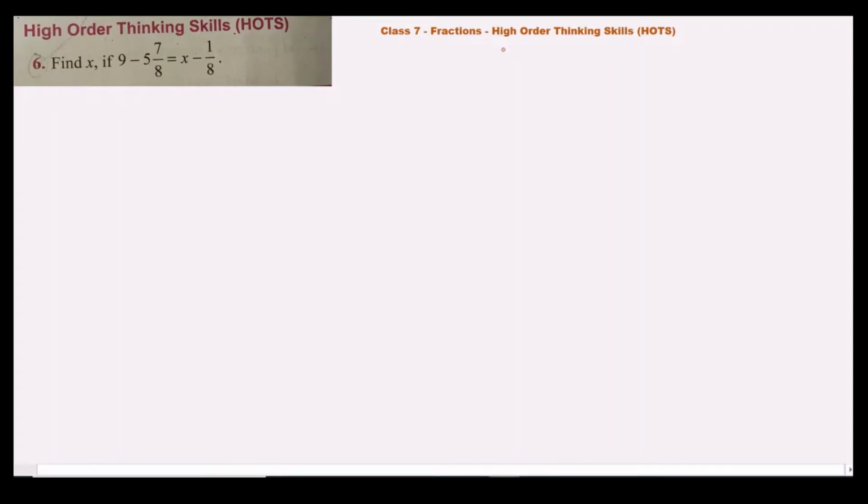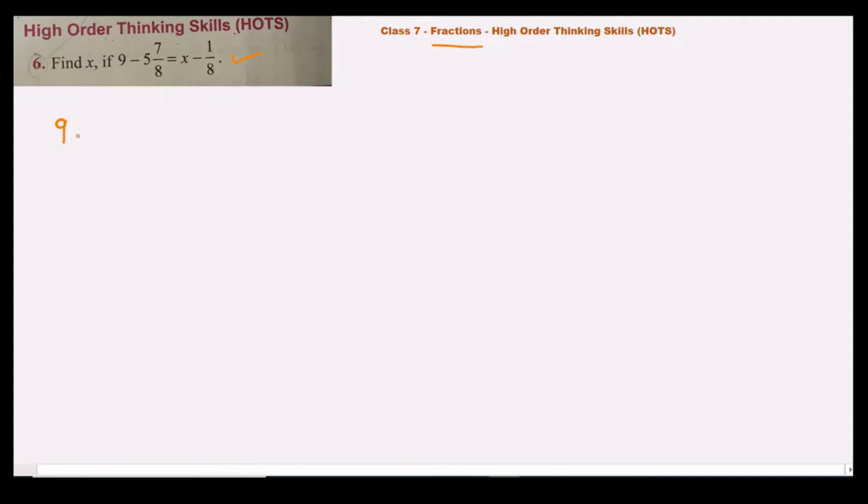Let us do some higher order thinking skills problems in the chapter fraction. This is the first problem. Find the value of x if 9 minus 5 7 by 8 is equal to x minus 1 by 8. This is the problem, so observe very carefully.